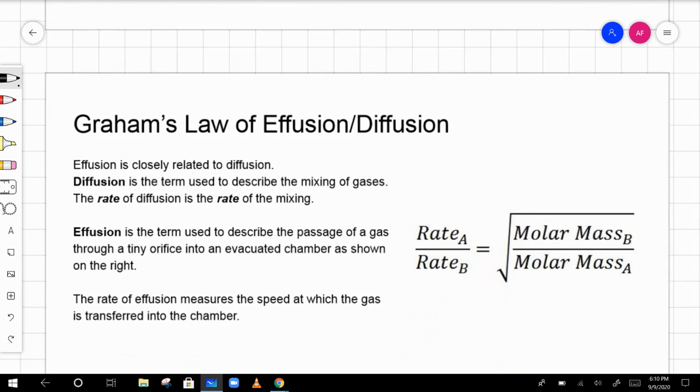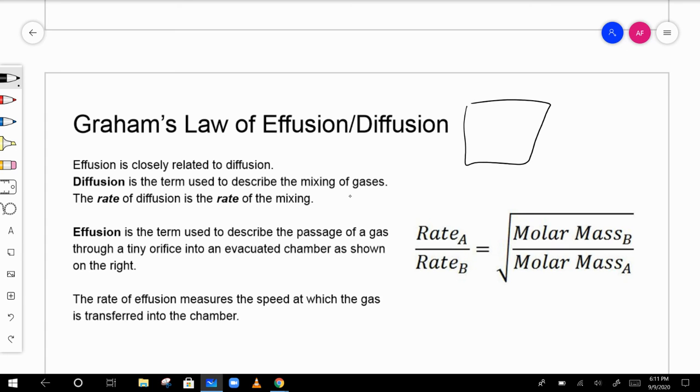I'm trying to go a little faster here. Graham's law of effusion and diffusion. This one's a little bit confusing. Diffusion is when you put a gas inside a room. What does it do? It tends to spread out. That's diffusion. Effusion is if you have a container with a small little hole in it, the gas will escape through the hole. So effusion is escaping through a hole.